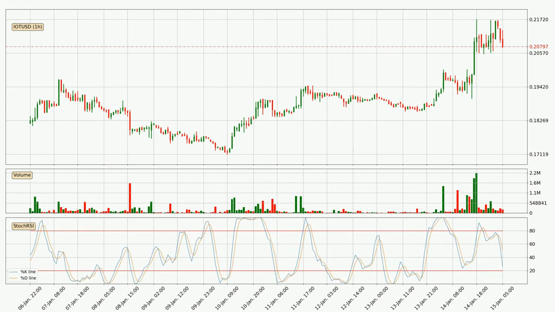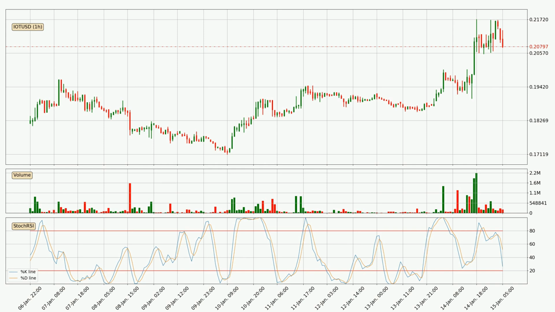Jumping to the stochastic RSI, it shows, similar to the RSI, overbought and oversold conditions, but moves quicker up and down to improve sensitivity and generate a greater number of signals. It consists of two lines, the %K and %D lines. The %D line is a moving average of the %K line, so it moves slower. Cross points between the two lines could show a trend change.